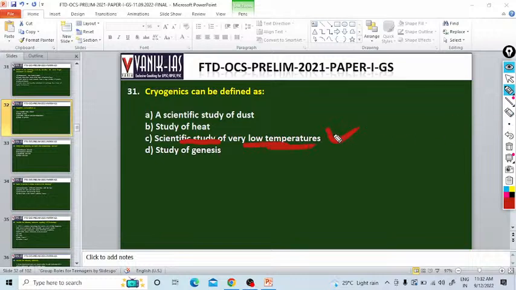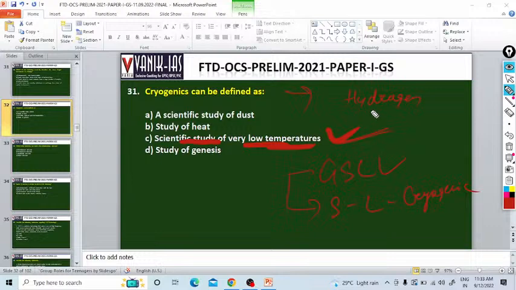We use the cryogenic engine especially in case of GSLV, that is Geosynchronous Satellite Launch Vehicle. GSLV has three stages. One is solid, second is liquid, third is cryogenic, and this third stage is called the cryogenic stage. Why is it cryogenic?